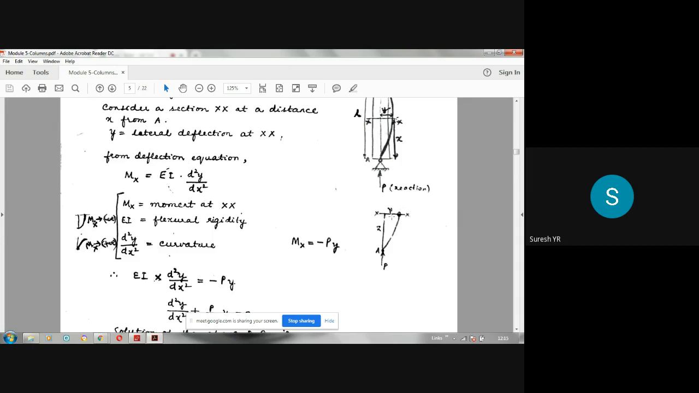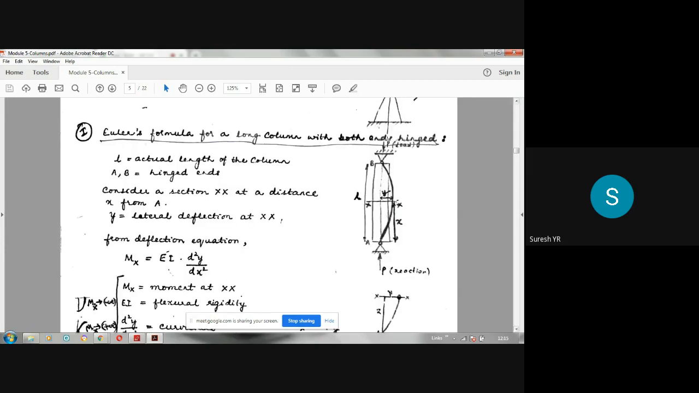So this is the section XX where the deflection is y and the force applied is P. The distance from here to here is x. So x is measured from A. So A is the origin. You can make a note there, in brackets, you can write A is the origin. So at A, x is equal to 0. At B, x is equal to L.